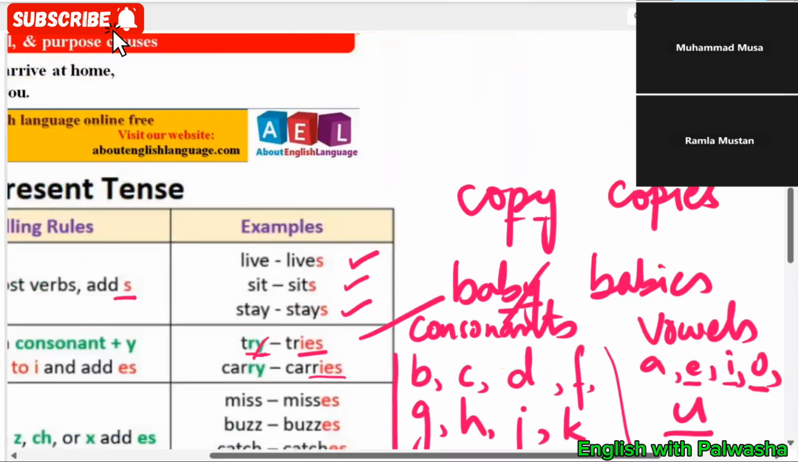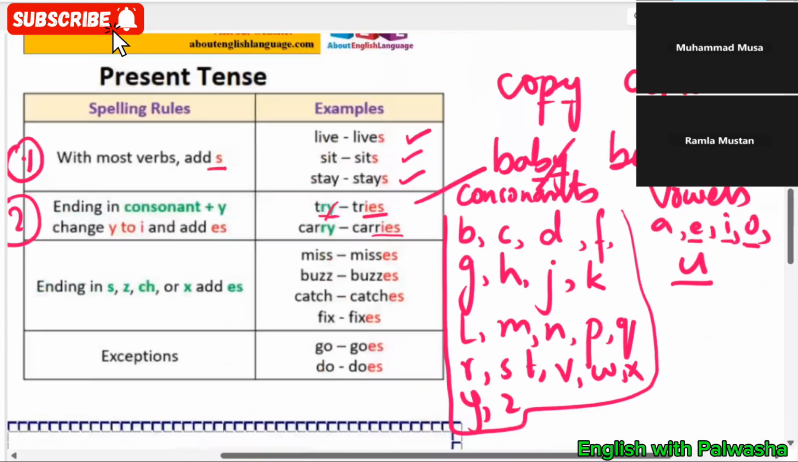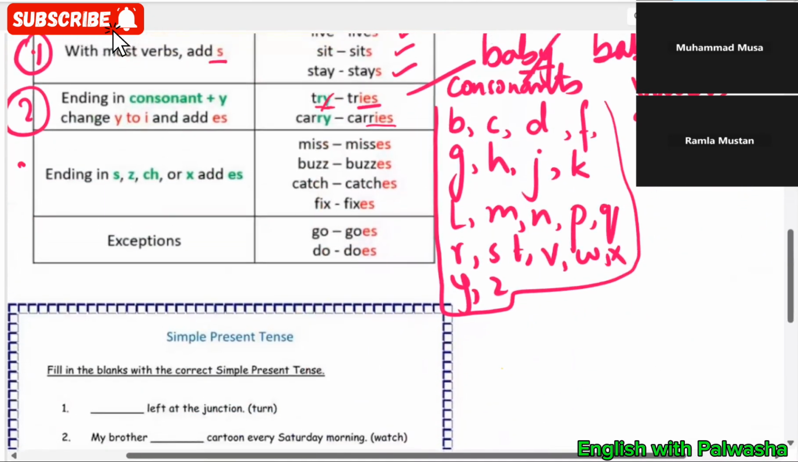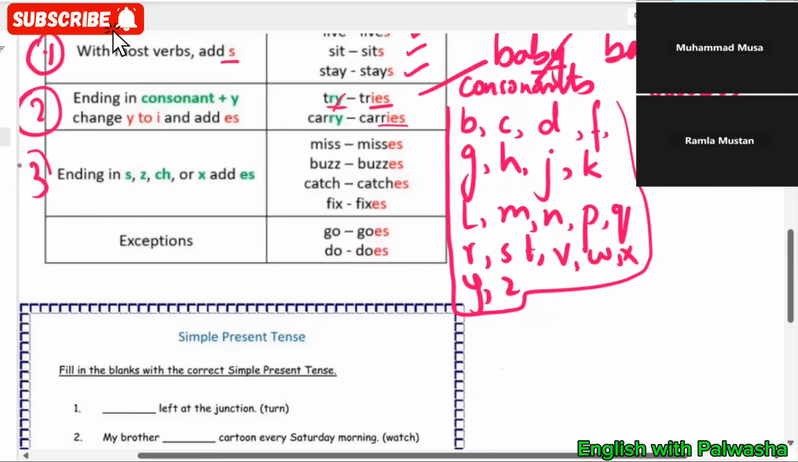Copies, C-O-P-I-E-S. We will be using IES. Exactly, perfectly fine. Now, there is a third rule, my dear students, which we need to understand.